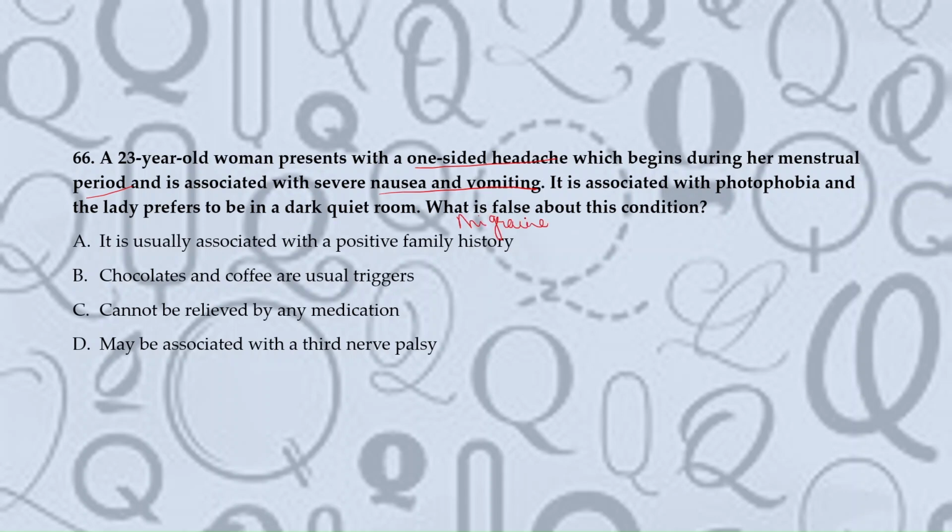What is the false thing about this? Pick the wrong statement here. It's usually associated with a positive family history. True. Chocolates and coffee can be usual triggers. True. Cannot be relieved by medication. No, you can. And may be associated with third nerve palsy. Yes. So this entity is known as ophthalmoplegic migraine, which is a very rare variant of migraine.